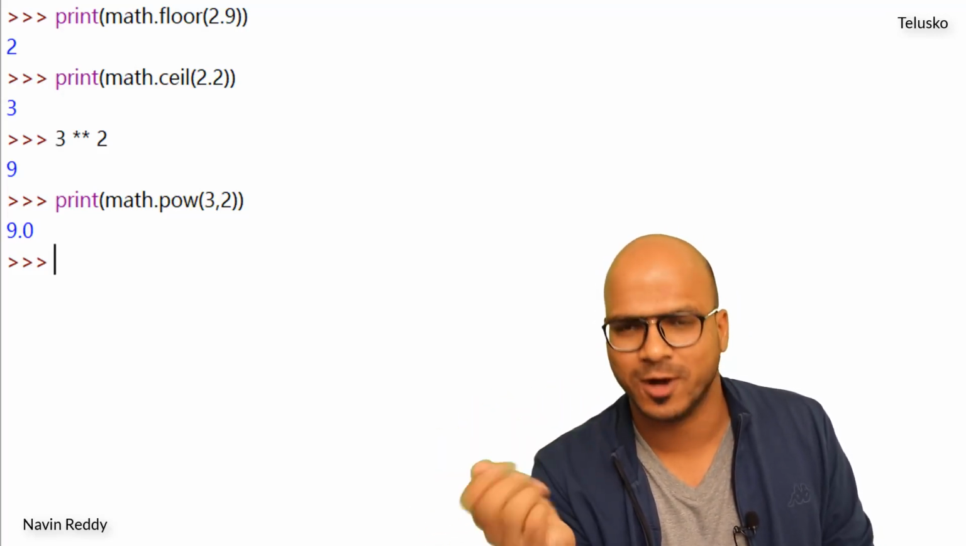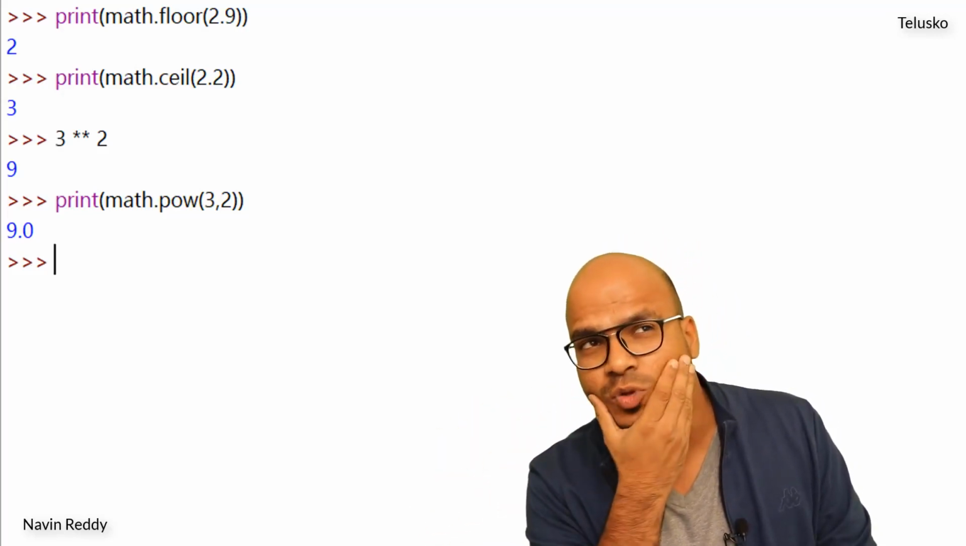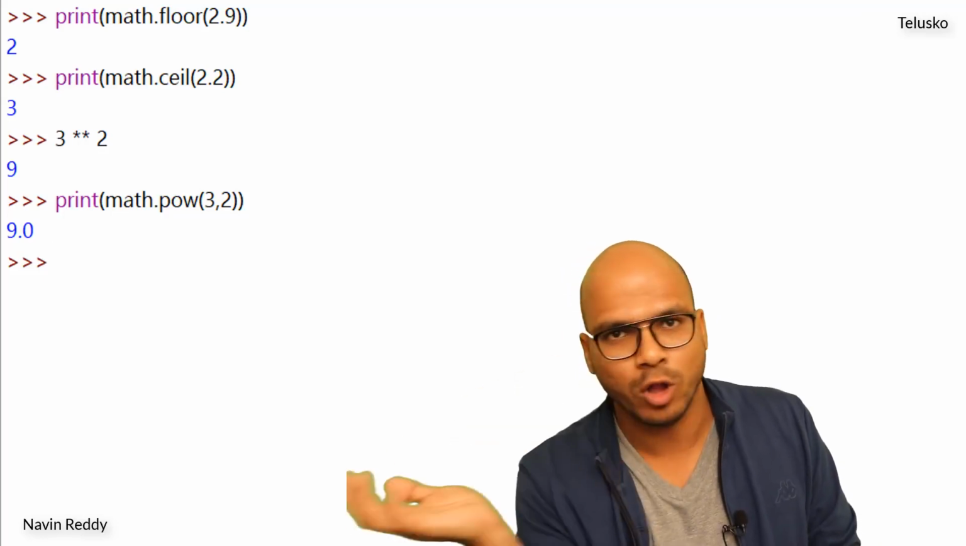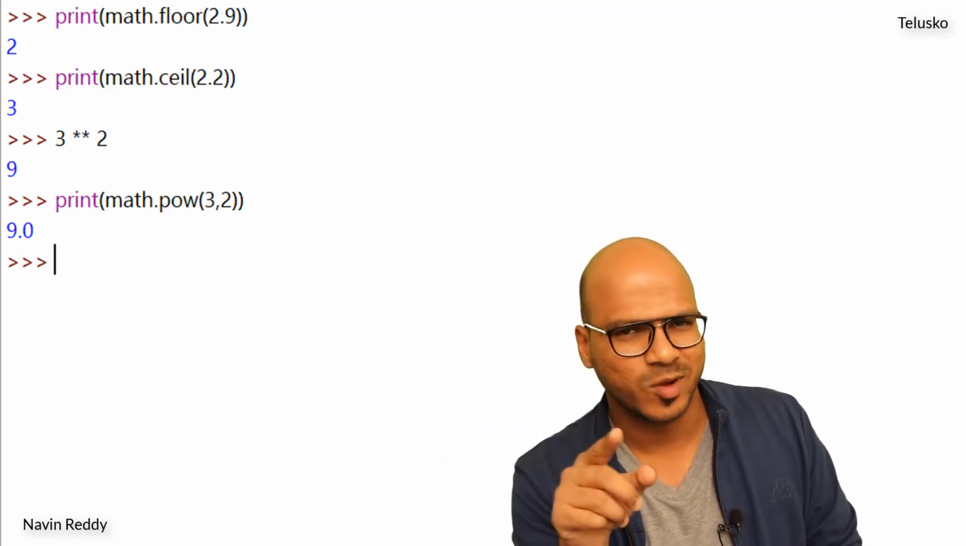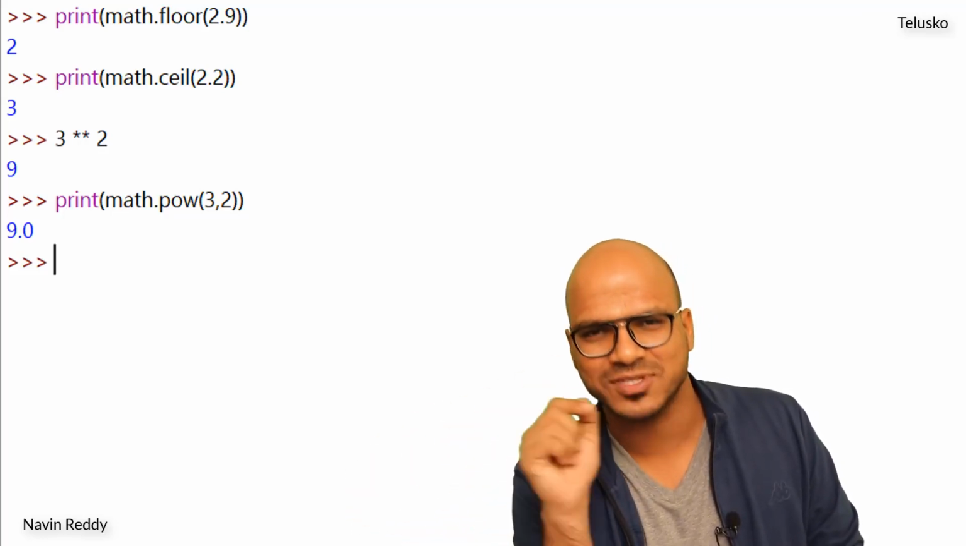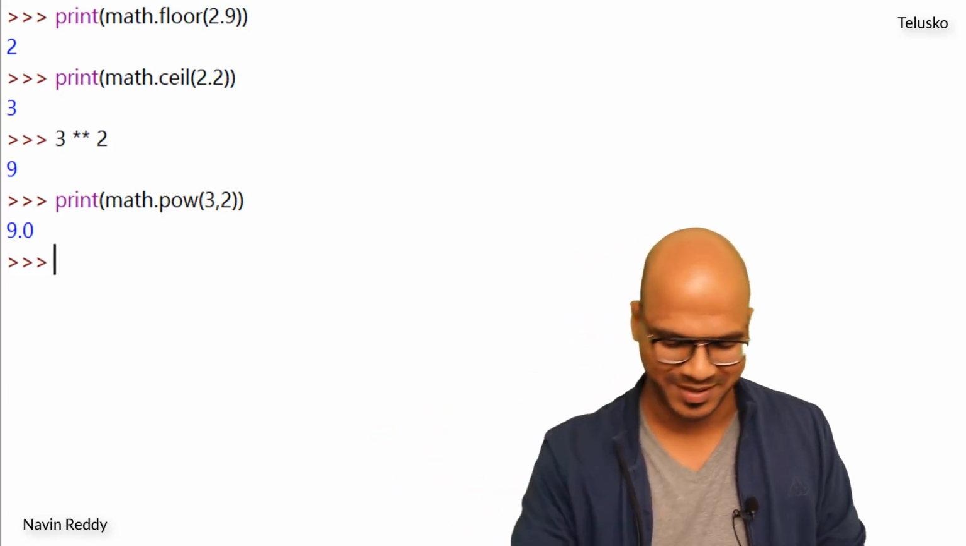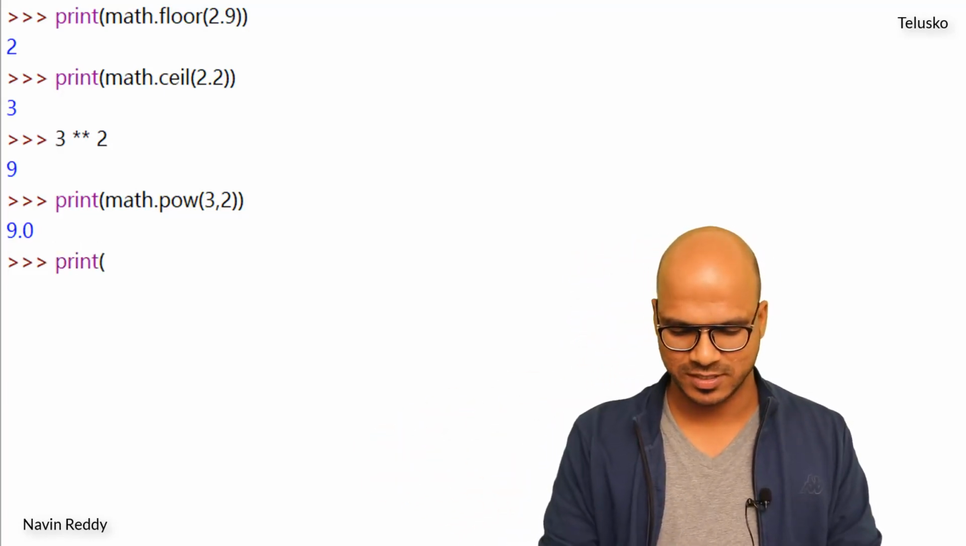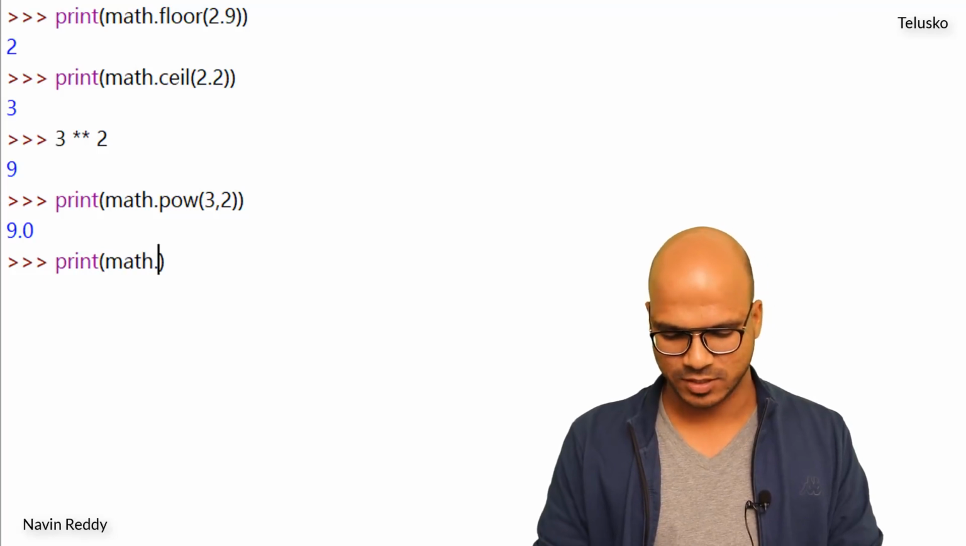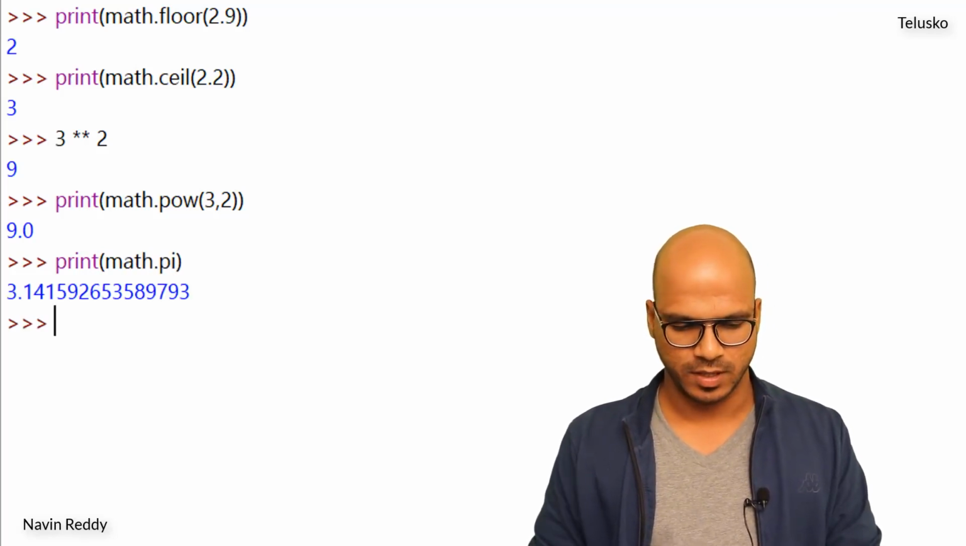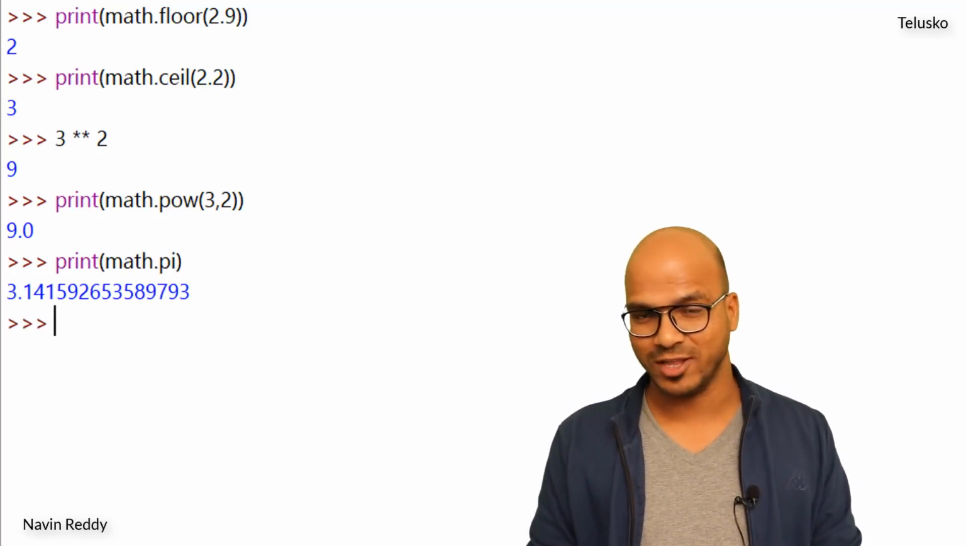And then in math, we have some constants as well. It's not just about functions. Example, let's say I want to know the value of pi. We all know it, right? It's 3.14. Or not exactly. After 3.14, we have some more values, and no one remembers that, right? So what you can do is you can say print, and I will print math.pi. And that's your pi value, right?